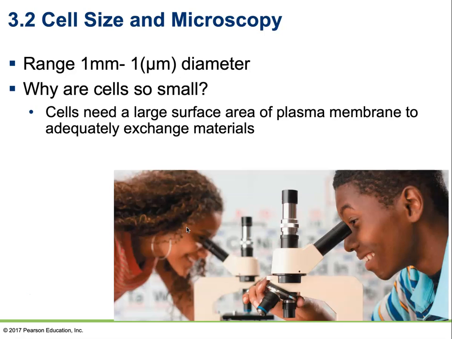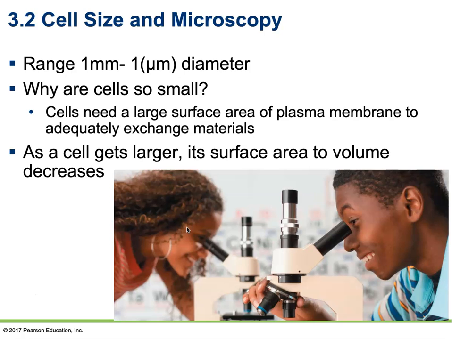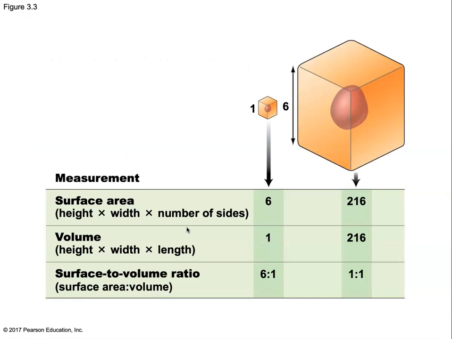Nutrients in, waste out. And cells can vary in size, but they never exceed the volume that can be nourished by the materials passing through the surface membrane. The larger the surface area, the more efficiently the cells can exchange nutrients and waste. And as the cell gets larger, its surface area to volume decreases. And so we're going to take just a moment to talk about surface area to volume.